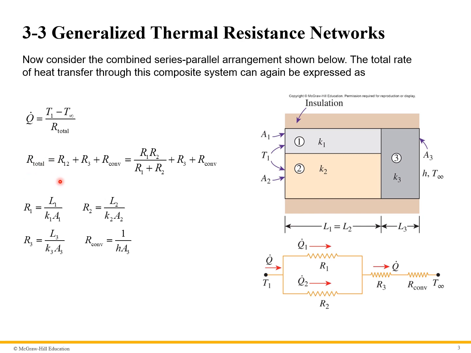We find the total resistance. So R12 is the combined resistance of those, and that's added to R3. And then if we have a convective area from this surface convecting out to some fluid, we add in an R convection. So in each case, we can write the individual resistances for each of the areas.